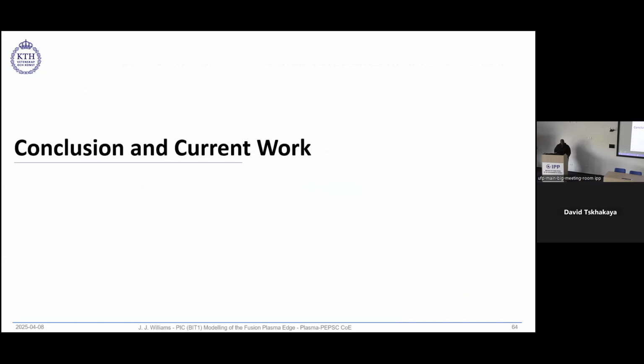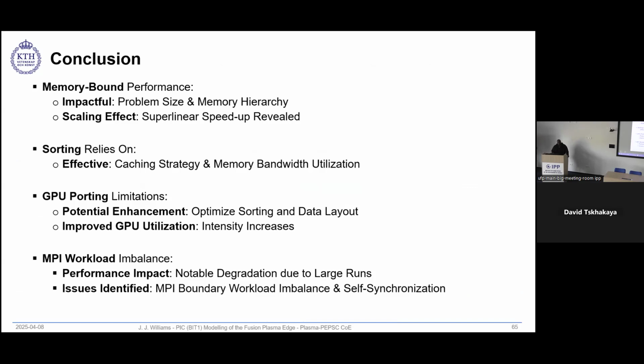So let's look at some conclusions and some work. What did we find out? We found out that the problem size impacts this code, right? The scalability effect in the code, where there's some superlinear speedup, was revealed. The code is dependent upon the cache strategy. So the problem size is very important. The more machines I use, the problem size decreases. So I have to think, when I use GPUs for example, tomorrow when we talk about this, I have to think a little bit differently about how I work with the code.